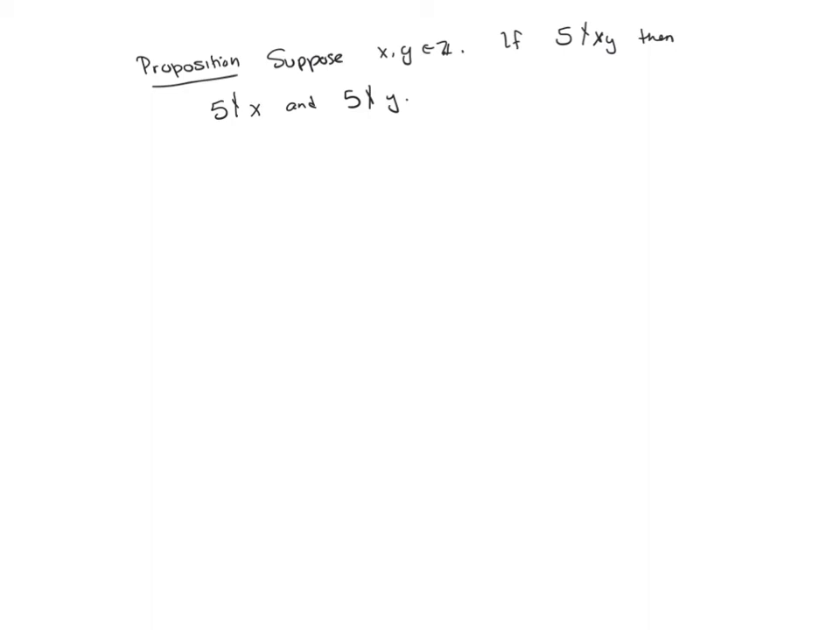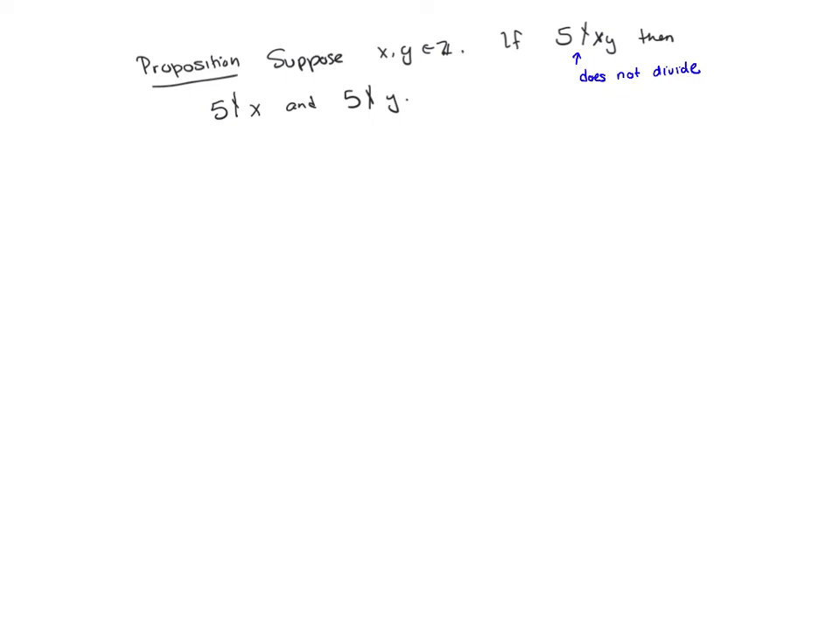So let's do one more proof by contrapositive here. So we want to suppose that x and y are integers, and we want to show that if 5 does not divide x times y, then 5 doesn't divide x, and 5 does not divide y. So just remember the symbol here means does not divide. So it's the negation of that divide symbol that we saw before. Okay, so let's think about how we would prove this.